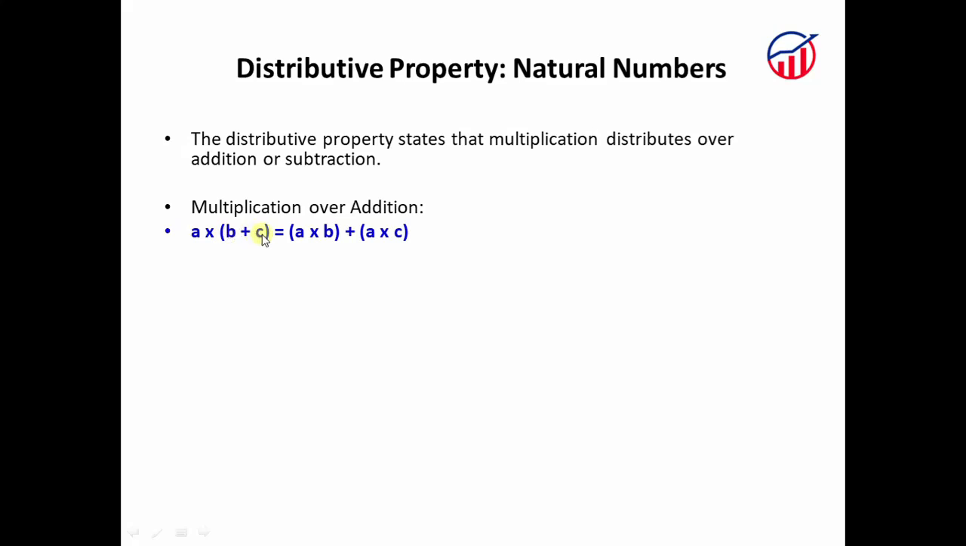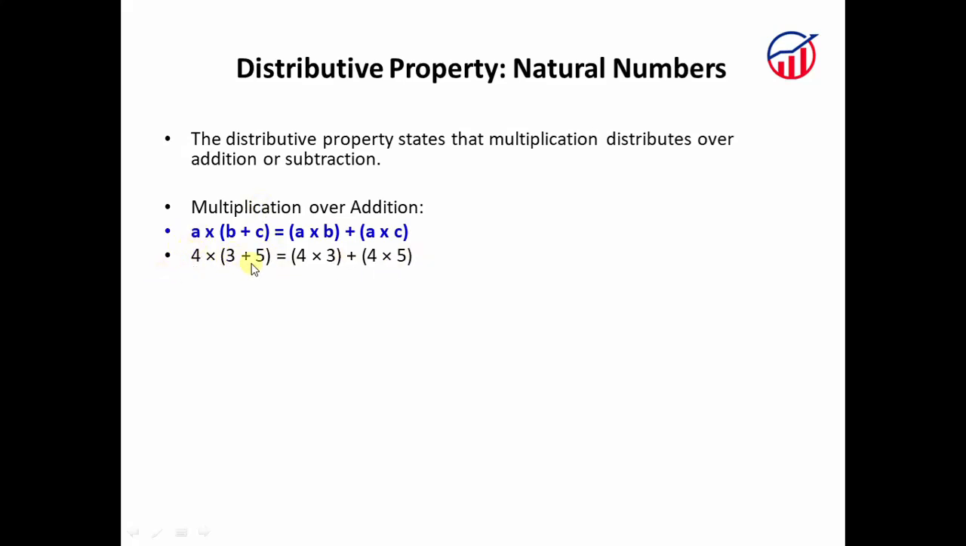A into (B plus C) is equal to (A into B) plus (A into C). What does this mean? When you have such an equation, what are you going to do? A into B, you put it under brackets, then there is a plus sign over here, then A into C. So that's how the distribution takes place. Now let's check out a few examples. The values of A, B and C over here are 4, 3 and 5 respectively. So we have just written down the equation over here.